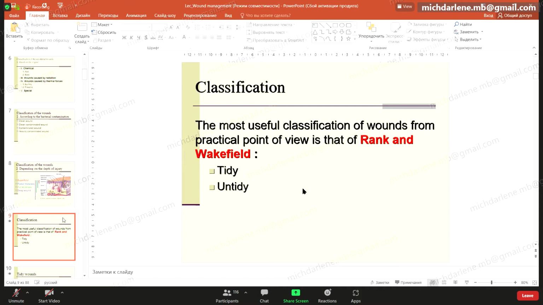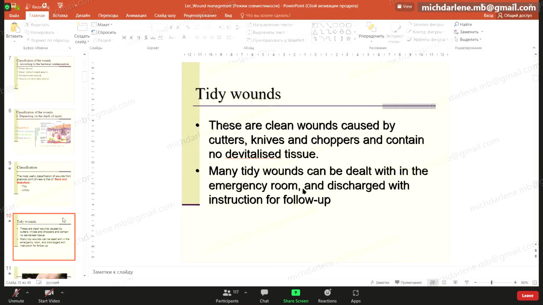The most useful classification from the practical point of view is by Rank and Field. These are two authors who described the classification of wounds, and we use this classification anywhere in the world. Depending on this classification, we classify the wounds as type 1 and type 2. Type 1 wounds are clean wounds caused by cuts, knives, choppers, and other things. And maybe one of these wounds presents in the emergency room and is discharged with instruction and follow-up.